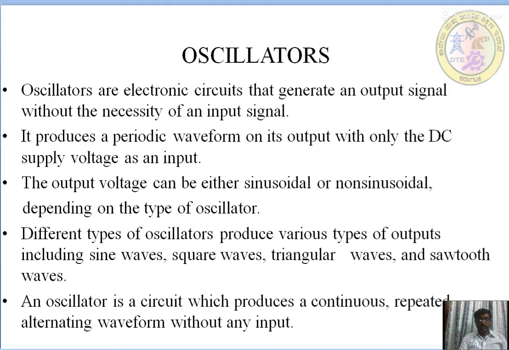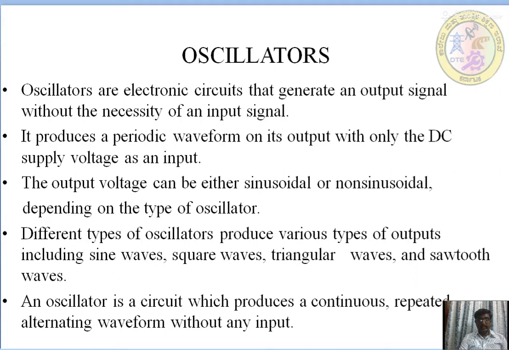It produces a periodic waveform on its output with only the DC supply voltage as an input. That is, the input is the DC voltage. The output voltage can either be sinusoidal or non-sinusoidal depending upon the type of oscillator.